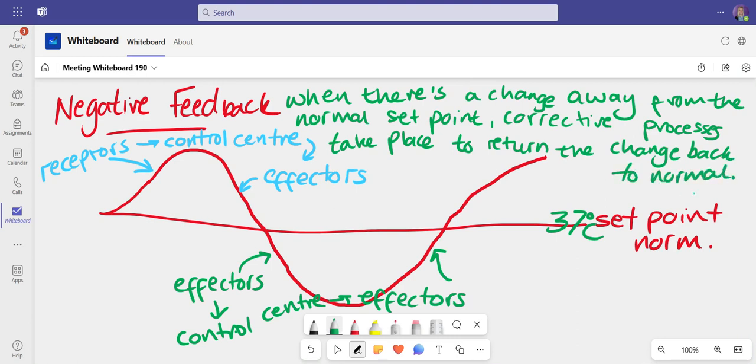So we can usually show homeostasis in a graph like this, but that's the definition. When there's a change away from the normal set point, corrective processes take place to return the change back to normal. And it's always shown with this graph.